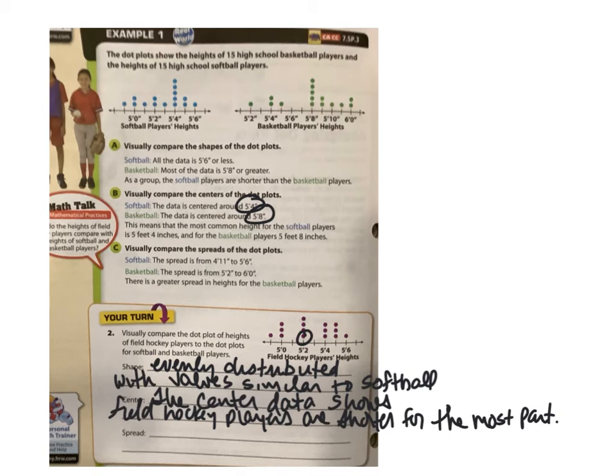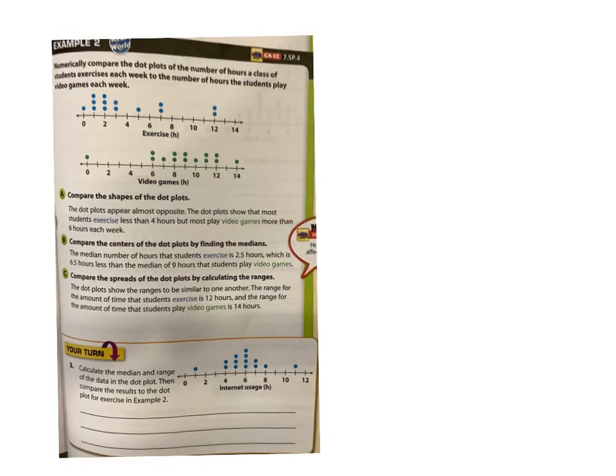And then finally the spread, again, that's the range. We have 4'11" being the shortest and 5'6" being the tallest. That's actually exactly the same as the softball players. So there's the same range as the softball team. So that demonstrated how you can compare dot plots visually, but you can also compare them numerically as well. And that you're kind of looking at that mean, median, and range sort of thing going on.